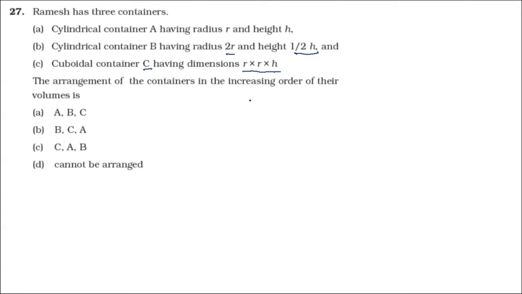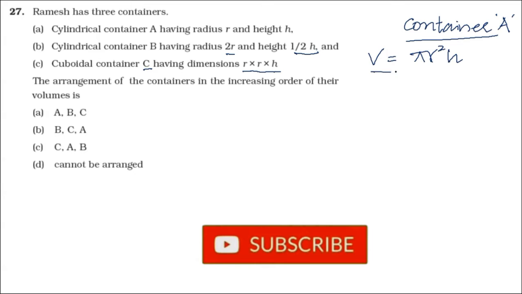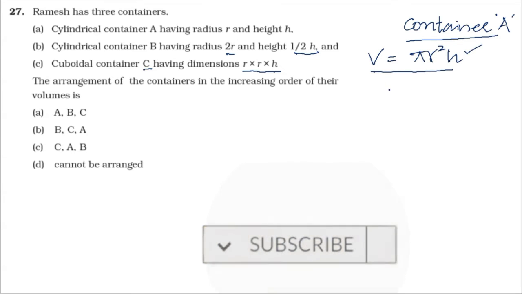So we need to find the volume of each of the containers. So let's calculate container wise. Suppose I consider container A, for this container the formula to be used is pi r square h, r being the radius, h being the height. This will be the volume, so this is for container A.